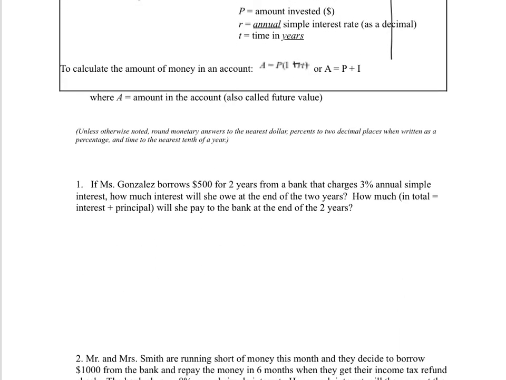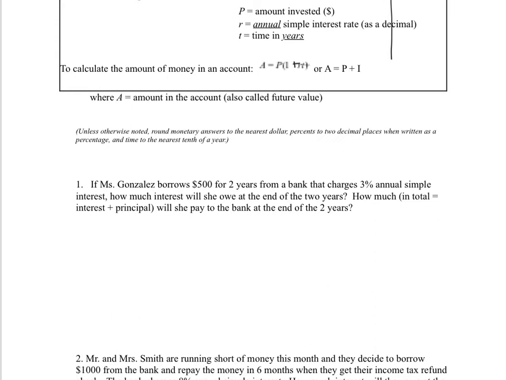Now, if we look at some examples here, we're going to practice plugging in, make sure we understand the formula. Also, remember, if you're looking for an amount of money, it needs to be rounded to the nearest cent. So you would round 2 places to the right of your decimal.